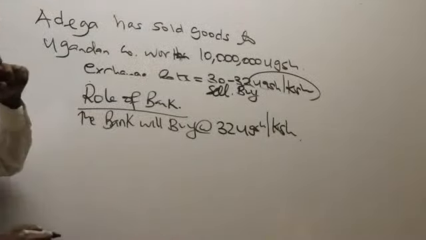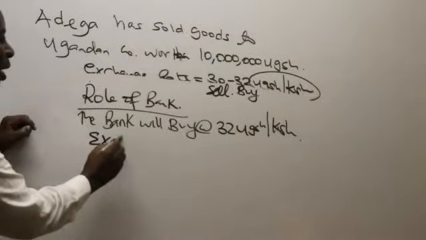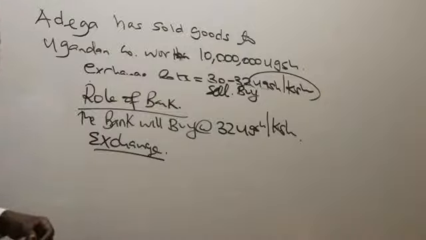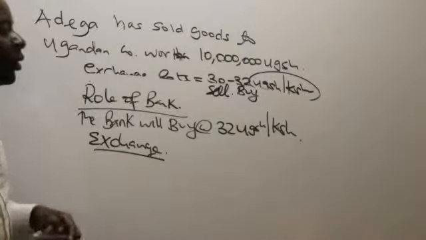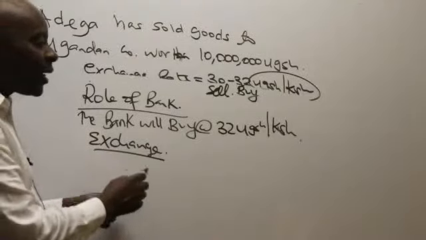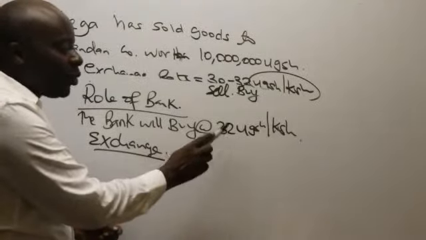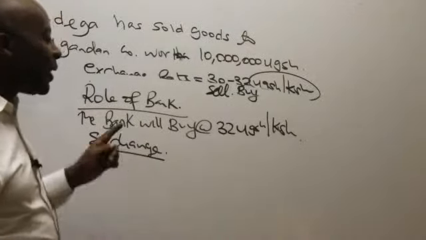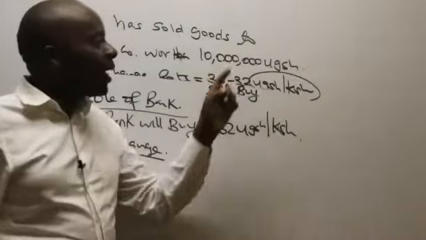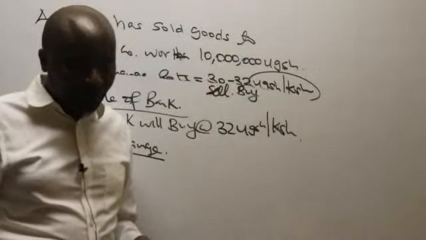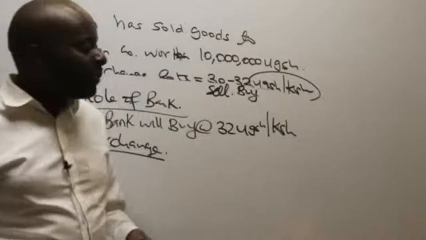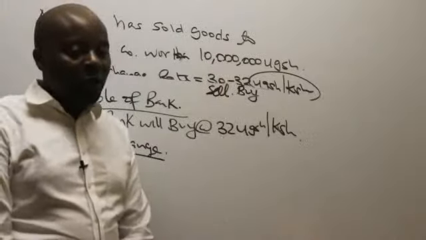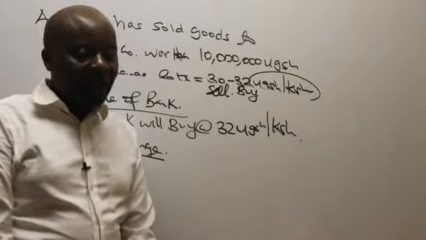Alafu sasa nataka unisikize vizuri. The next thing we shall do is to go ahead and exchange. To get an exchange, tunaandika 32 Uganda shillings equals 1 Kenya shilling. That is too low. Mwanafunzi mzuri wakati wa exchange, anajua either ni kumultiply ama ni kudivide. Should I multiply these two or I divide? Multiply or divide?